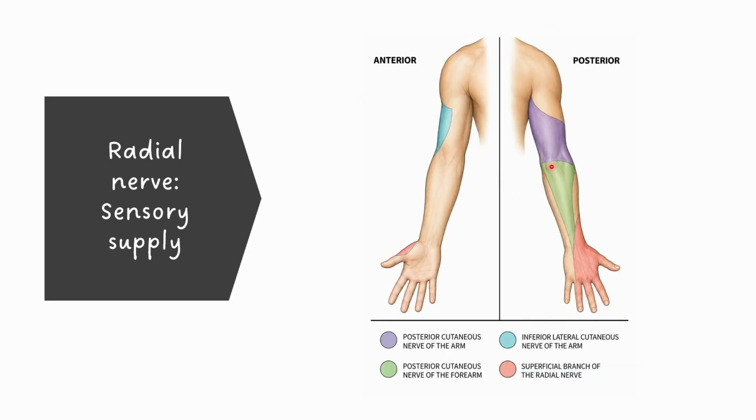The radial nerve also gives sensory supply over the posterior aspect of the arm as well as the forearm, including the lateral aspect of the lower part of the arm as well as the lateral part of the dorsum of the hand as well as the lateral 3.5 digits, except for the nail beds.